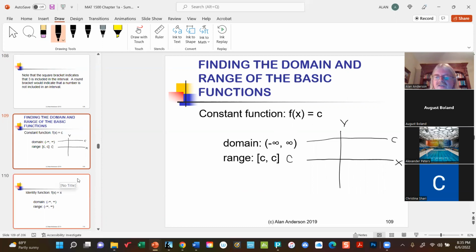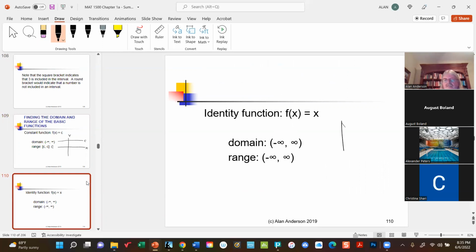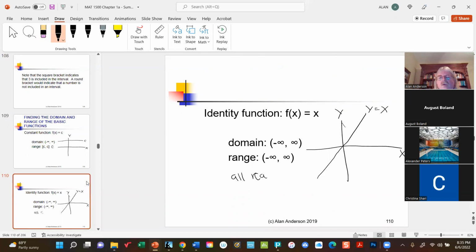Now, the next one is our identity function, which we saw earlier. You can see there's no value of x that would cause this function to become undefined. And the function can assume a value of any real number along the vertical axis. So the domain and the range are both the entire real number line, negative to positive infinity. In other words, all real numbers.